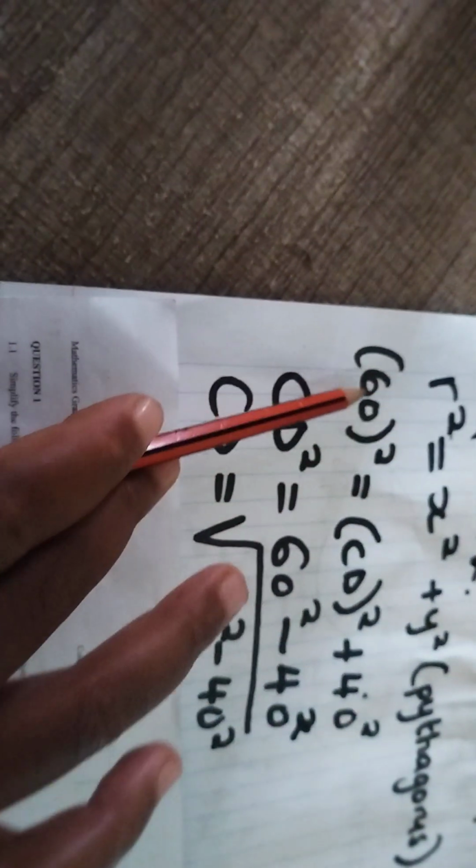So 40 squared becomes minus, so CD squared is equal to 60 squared minus 40 squared. I rearrange it; it doesn't matter as long as CD squared equals 60 squared minus 40 squared.